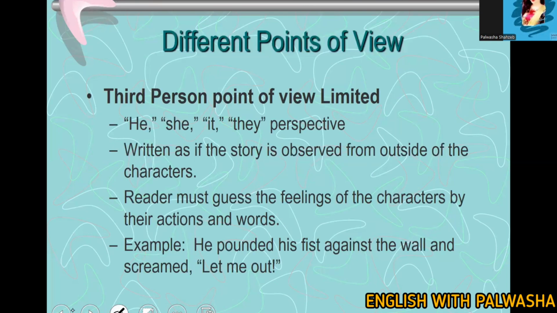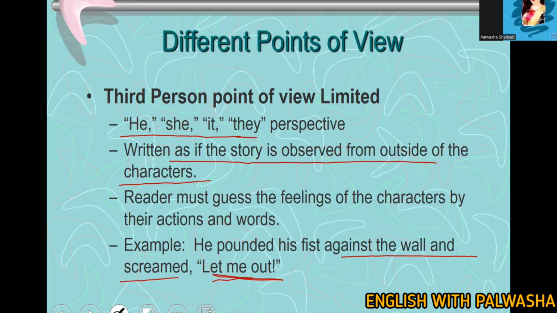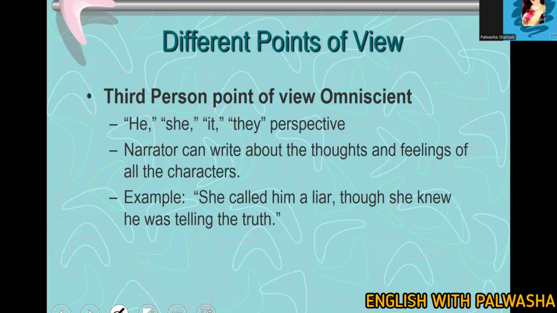Then if you are writing with a third person point of view, you have to use these kind of pronouns: he, she, it, and they. The perspective is written as if the story is observed from outside of the characters. ठीक है कि कुछ और दूसरे characters are engrossed in your stories, they are involved in your stories, and they are presenting their perspective, right? So for example, he pounded his fist against the wall and screamed, "Let me out, let me go out." Okay, so ये different point of views हैं which are very important.